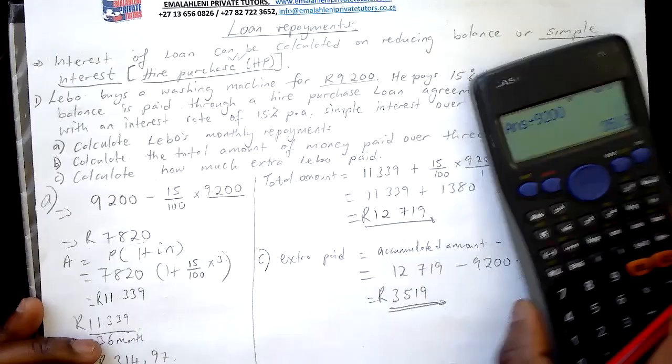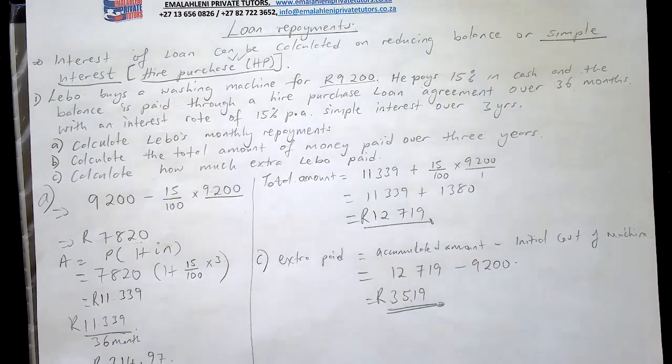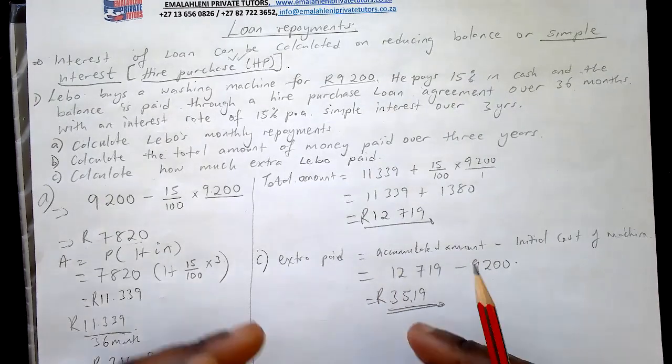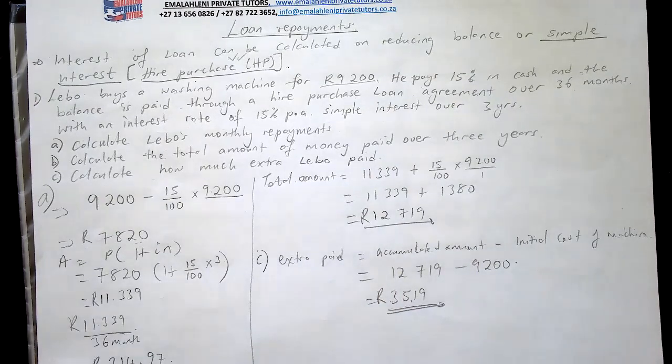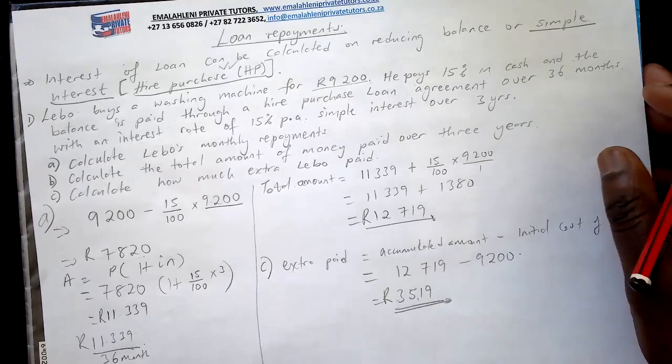Okay, so guys, when you're dealing with this, don't forget to write units. Don't forget to put the units, guys. Don't forget, please. When you're writing, you are not just going to write 3,519. Are those goats or what? Are those cars? Are those people? We need to know that it's money and it's in rands.